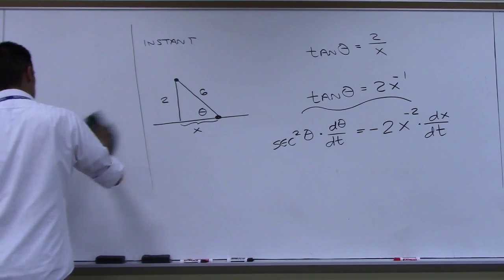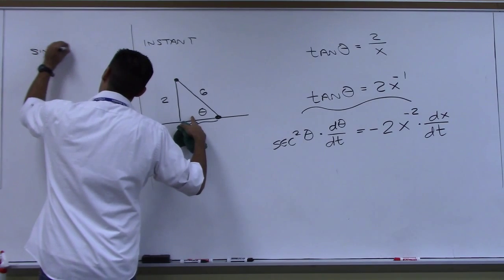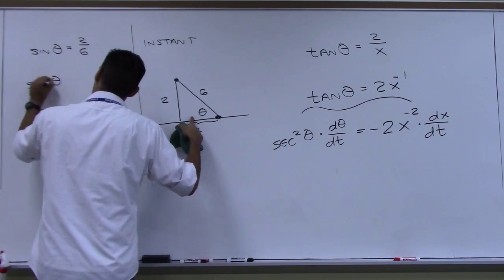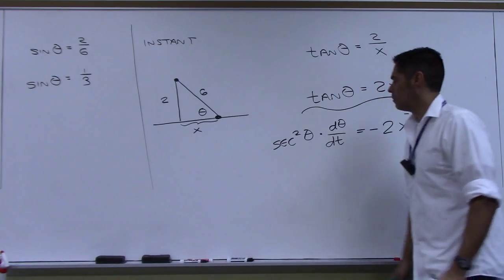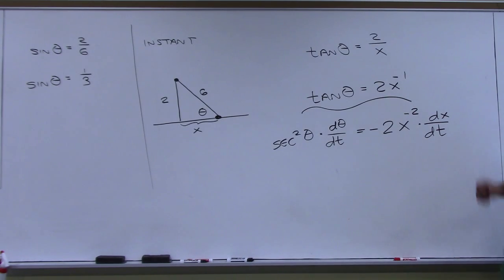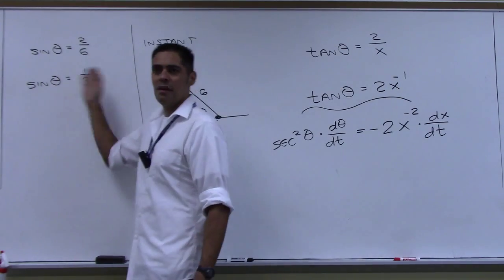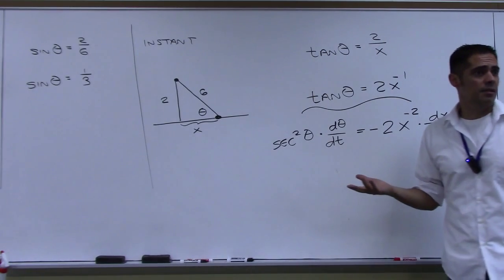What can I use to get theta? Sine? You know that sine theta is 2 over 6? Or in other words, sine theta is 1/3, right? I could solve for theta here. Couldn't I do arc sine on both sides and go pre-cal style here? But I just want to know what secant theta is.